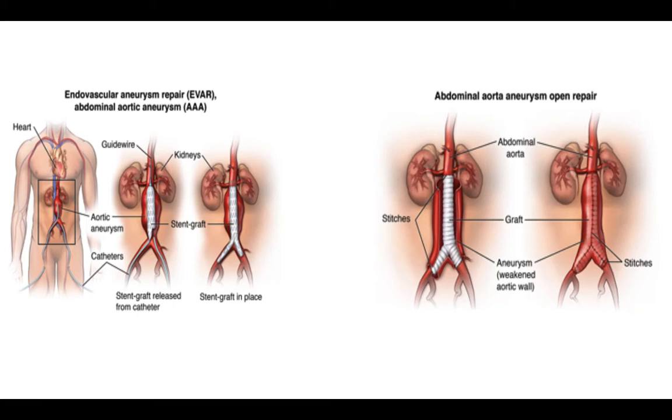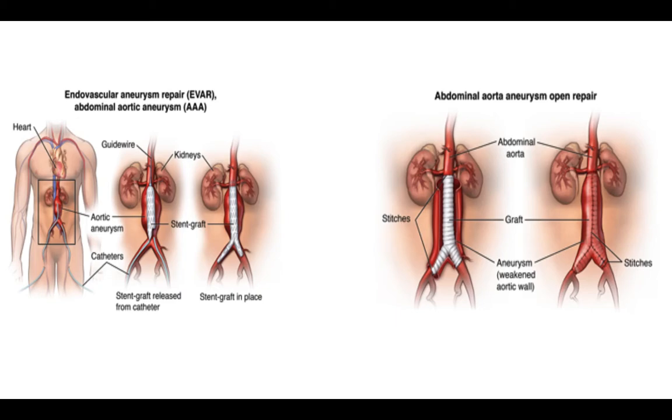So we're going to compare the EVAR and the open repair. The picture here on the left is showing endovascular repair, in which they use a catheter to insert the stent graft, and then they put the stent graft into place. However, here on the right is our open repair. It's more invasive. They're going to make a really big incision in your abdominal area, put that graft in, and stitch you back up.